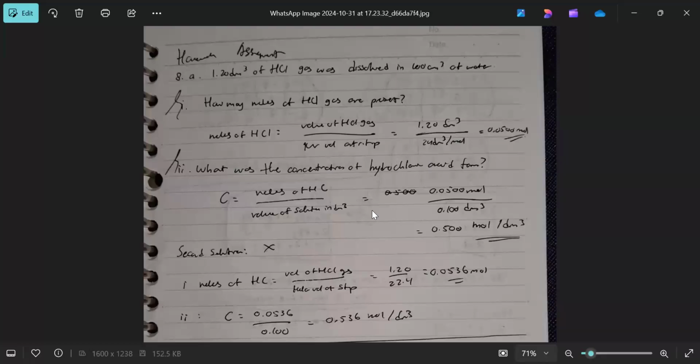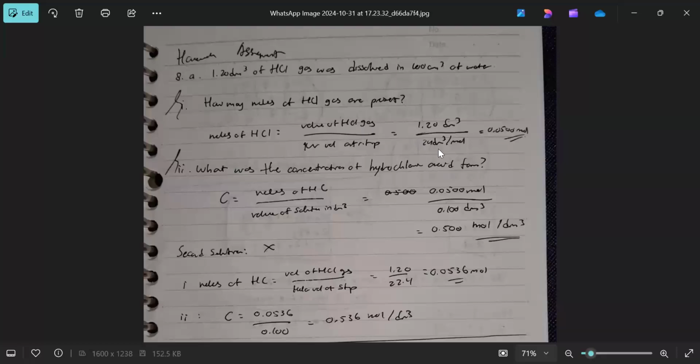I noticed that most of you use the STP number, which is standard temperature and pressure. STP is the shortened form, and that's 22.4, the molar volume right there. But I'm using RTP, which is room temperature and pressure, which is actually the standard one that we've learned from the textbook. So that's why I'm using 24.